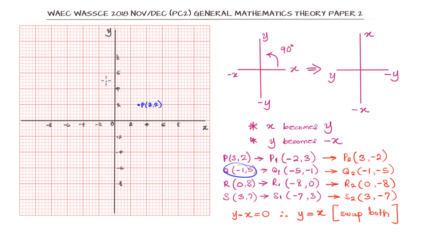So we have Q, which is minus 1, 5. Then our R, I want to take R as 0, 8. X is 0, Y is 8. That's very straight and direct. R is 0, 8. Then S is 3, 7. S will be 3 here, and then 7 on the y-axis, 7 between 6 and 8. All right.